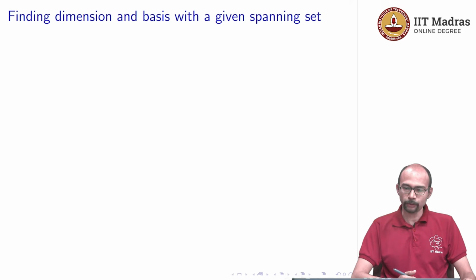So, let us start finding dimension and basis with a given spanning set. The assumption here is that we know a spanning set for our vector space V, and using this spanning set, we are going to try and get a set of basis elements. So, we will try to make that spanning set linearly independent. Of course, this may involve reducing the size, throwing away a few things, or changing them altogether.